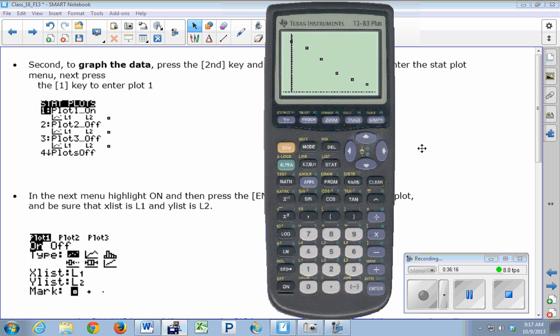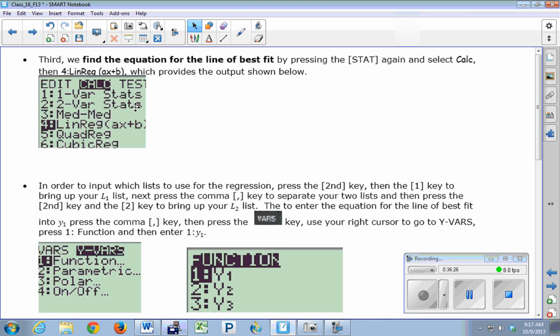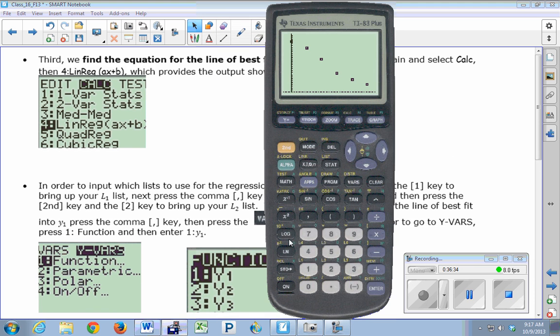There it is. So we're halfway home. We've got the scatter plot. You notice the trend. Okay. Our goal is to get the line of best fit going through there. So let's see how we do that. Okay. So third, we want to find the line of best fit. So this is how we do it. We're going to hit our stat key again. Stat. And now we actually want to calculate the line of best fit.